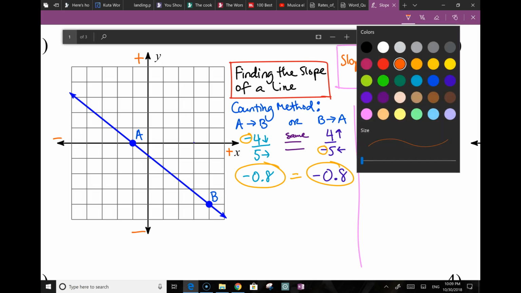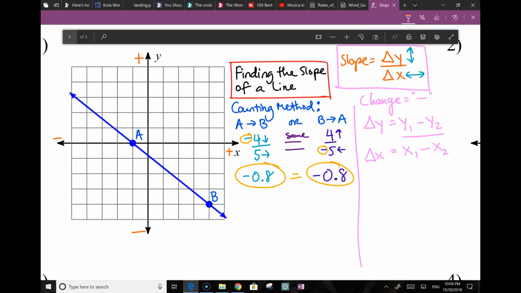So if I were to go back to our points over here, point A is at -1, 0, and point B is at, this looks like 4, -4. So it doesn't matter which you call your first point or which you call your second point, just like it didn't matter if we went from A to B or B to A. Just pick one, okay? So whichever one you decide to go with, A to B.